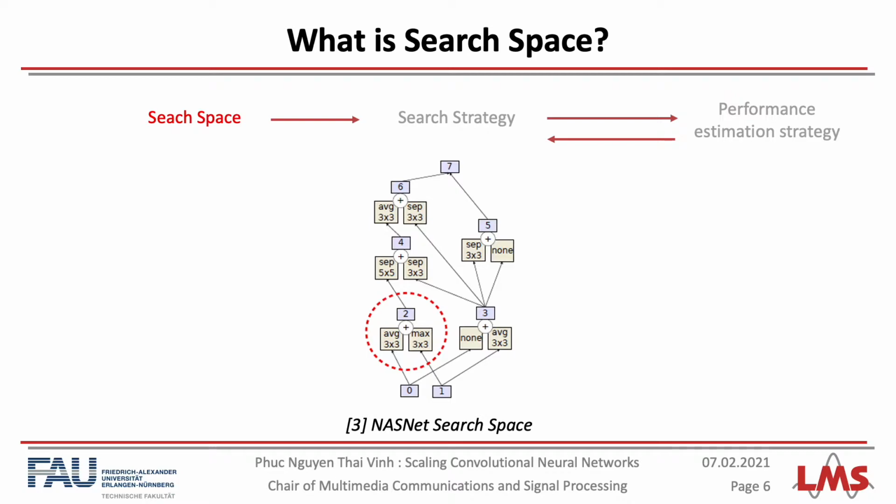We have two hidden states, 0 and 1, and from those we put them into the average pooling and max pooling to create hidden state 2. And from hidden states 0, 1, 2, we can create hidden state 3, which is concatenated.